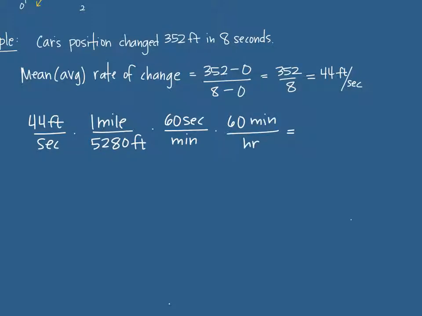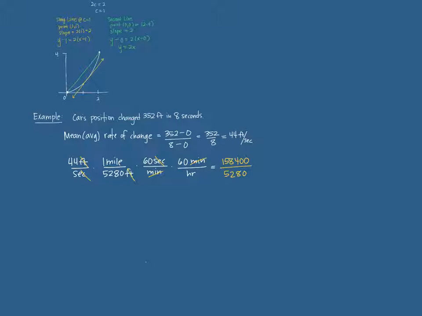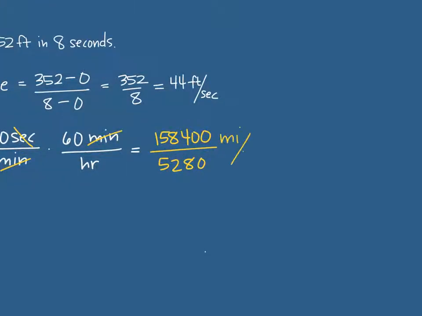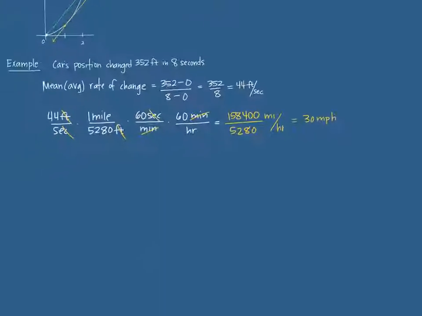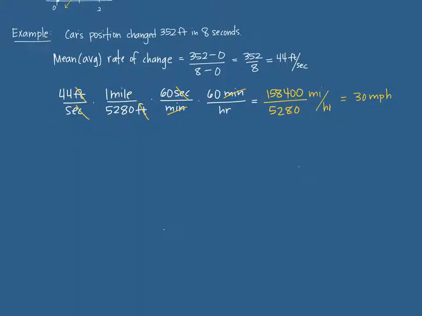So if we convert this feet per second, we need 44. Look at the units here. The feet reduce, the seconds reduce, the minutes reduce. We're left in miles per hour. So we're going to have 44 times 60 times 60, so we'll end up with 158,400 over 5280. The units on that are miles per hour, which works out to be only 30 miles per hour. Therefore, the person was not speeding according to whatever the posted speed limit was.